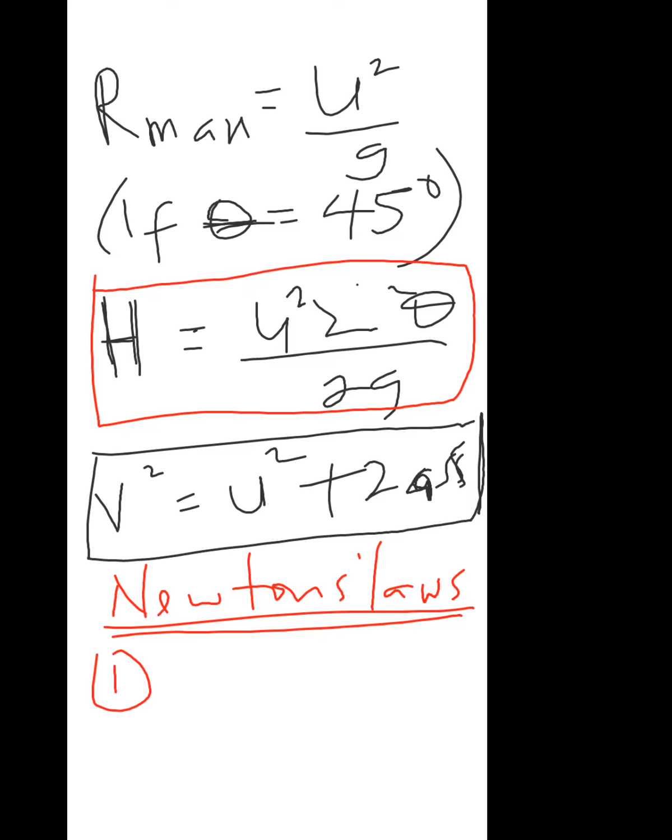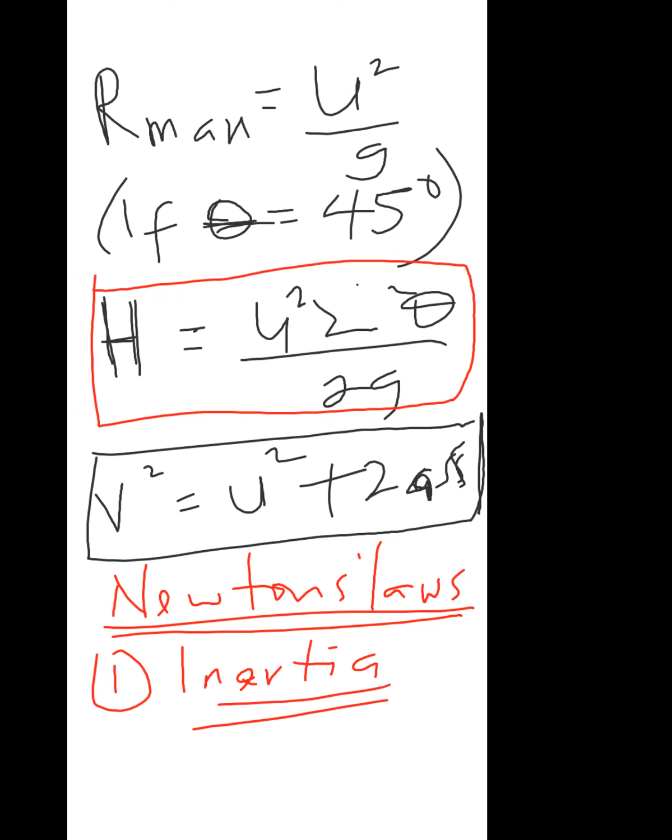Inertia is, I want to define inertia now. Inertia is spelled I-N-E-R-T-I-A. Inertia. The consequence of the first law of Newton. The first law of Newton's motion. The first law. The consequence of that law is called inertia.